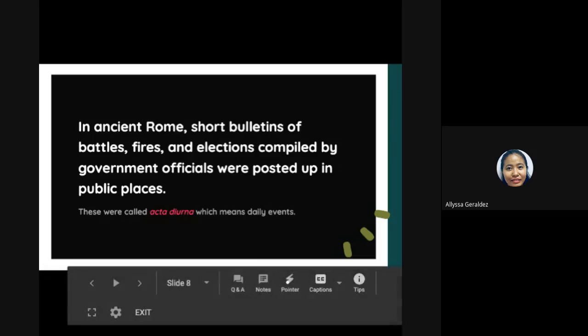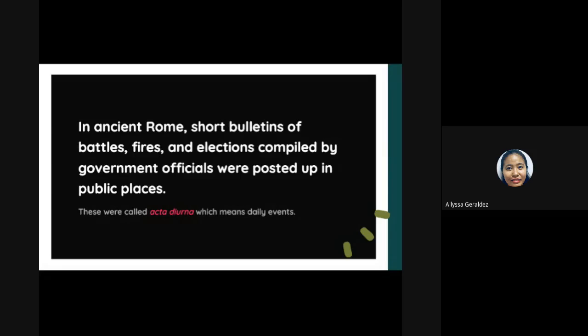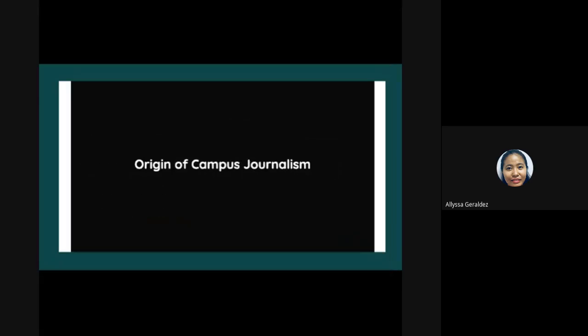So, with this one, bulletins of battles, fires, and elections compiled by government officials, it requires daily news. That's why these were called acta diurna, which means daily events. And now let's have the origin of campus journalism.